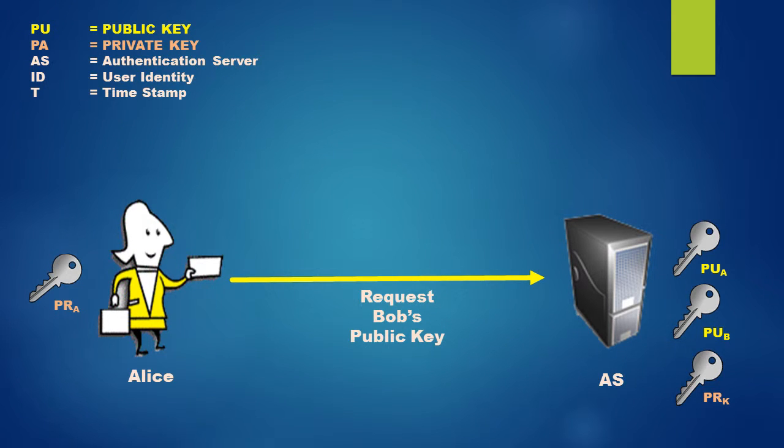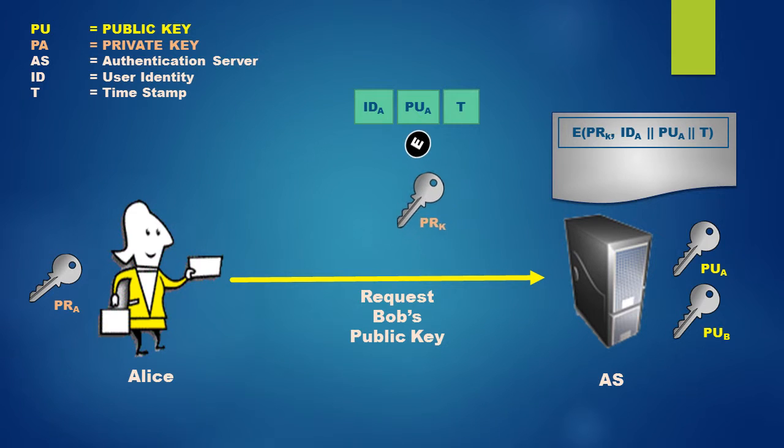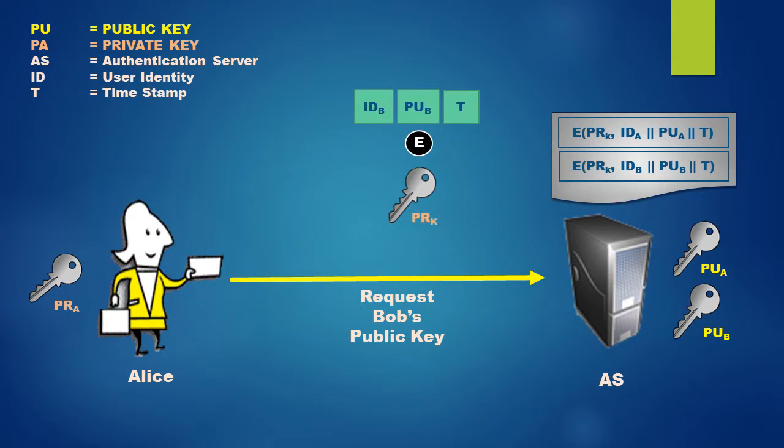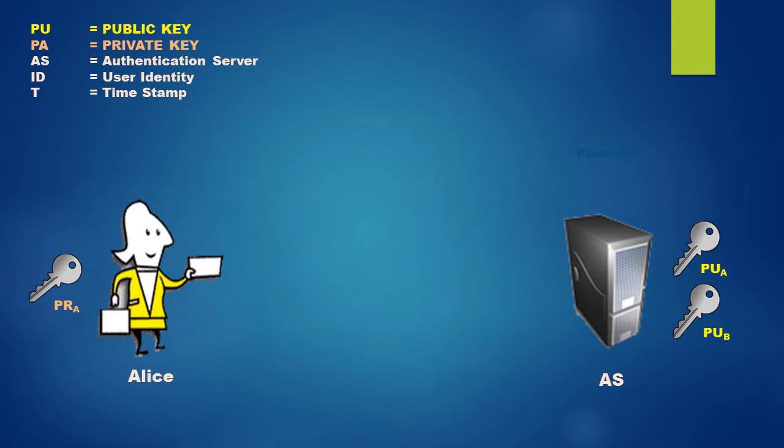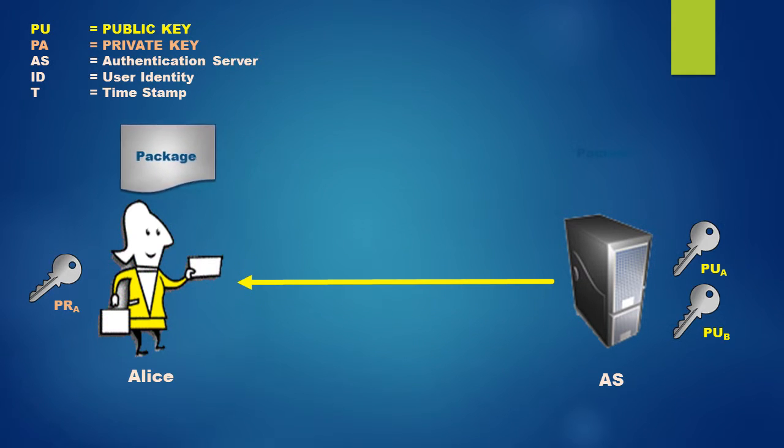Given a scenario, Alice informs the KDC of her intention to establish a secure connection with Bob. Alice then sends her identity and Bob's identity to the server. Upon receiving, the server encrypts Alice's identity, Alice's public key and a timestamp using its private key, and also encrypts Bob's identity, Bob's public key and timestamp using its private key. Then finally returns it to Alice.